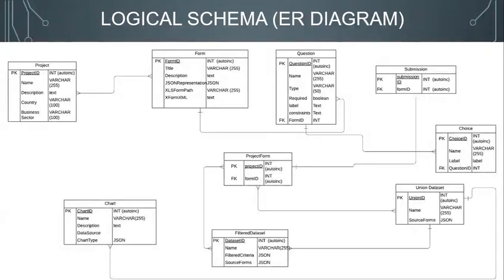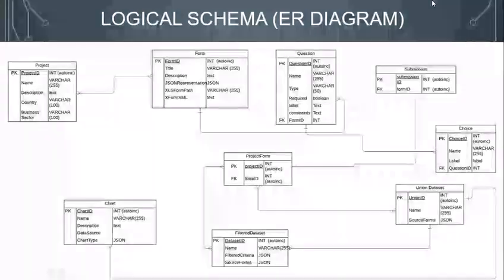Description attribute, that is the detailed information about the project. And the country, that would be where the project is being conducted. And the business sector, which associates with the project. So those are the attributes of the project entity. Next, we have the form entity, and that represents the data collection instrument associated with the project. And the attributes would be form ID, title, and description of the form.